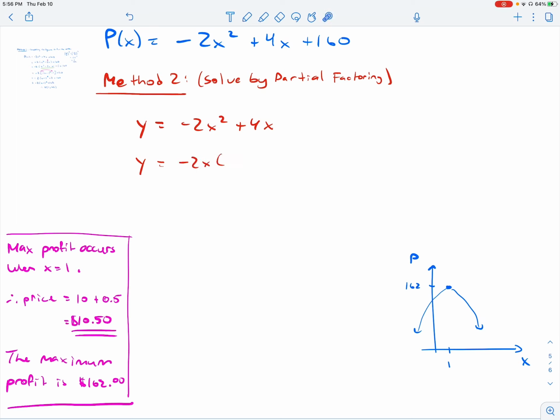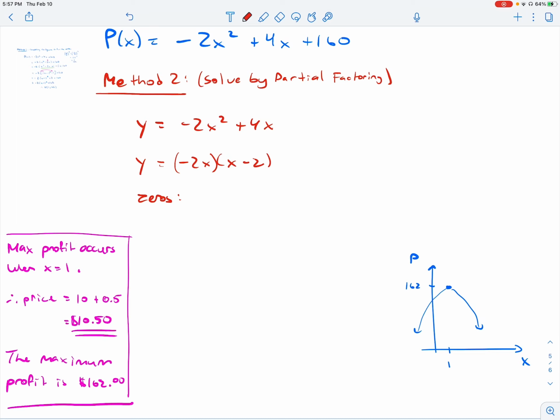When I divide negative 2x out of the first term, all I'm left with is just x. And then the second term, all I'm left with is negative 2, because 4x divided by negative 2x is just negative 2. So now this is in a nice factored form. I want to grab the zeros.